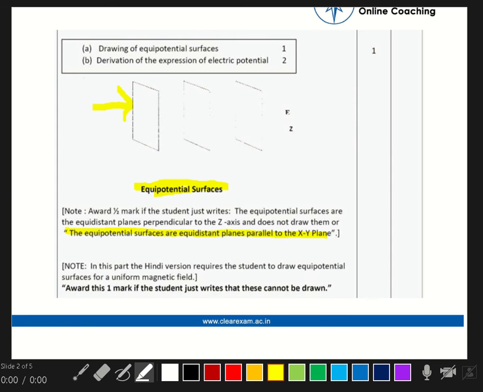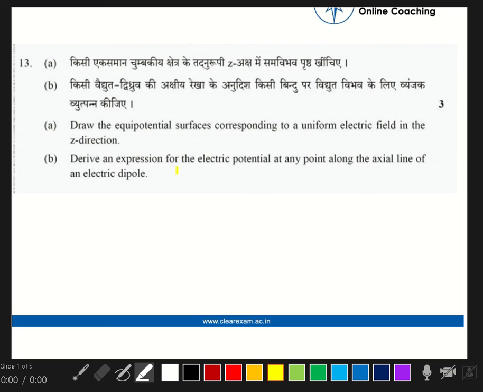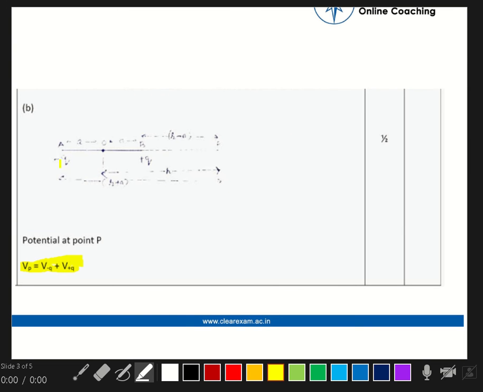Now come to the second part. Derive an expression for the electric potential at any point along the axial line of an electric dipole. Let us consider a line which has charge minus q to plus q and the center O. The distance between A and O is a, and O to B is a. Now let's find the potential at point P, at the positive side.